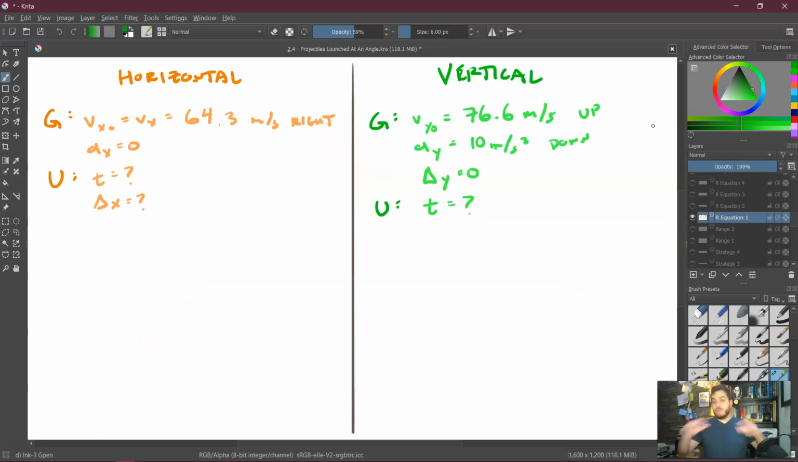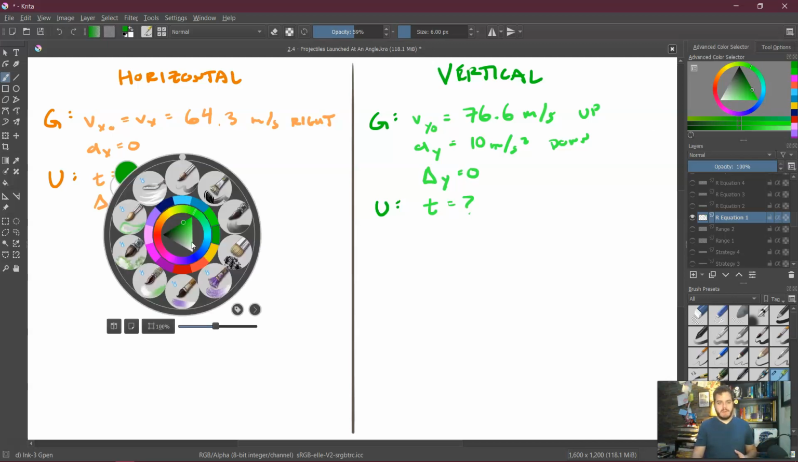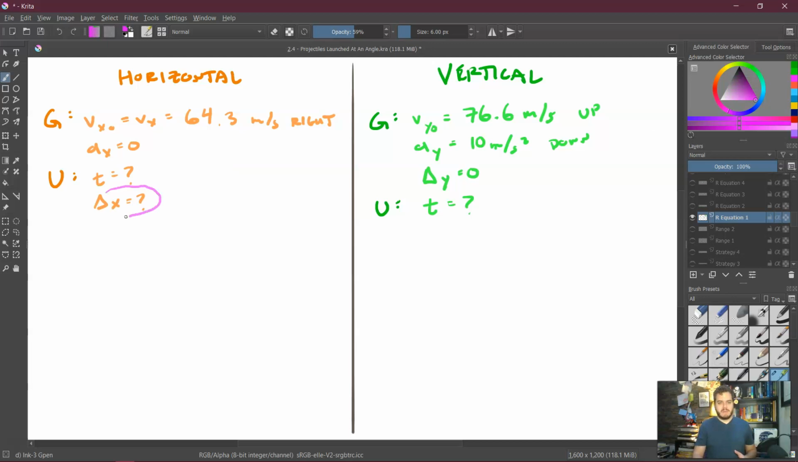So I've gone ahead and rewritten the horizontal and vertical givens and unknowns here. And if we look, what we're looking for is delta x. And we don't really have three useful givens here, so instead let's find time in the vertical direction, and then we will stick this number back in over here.